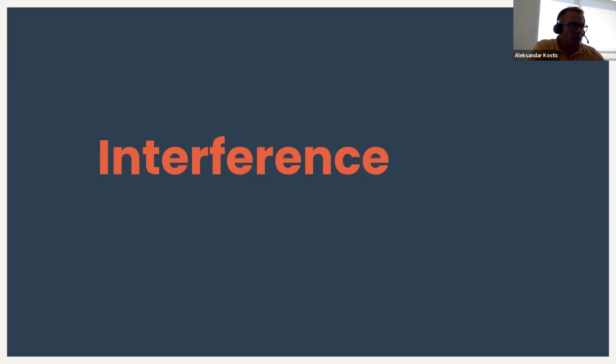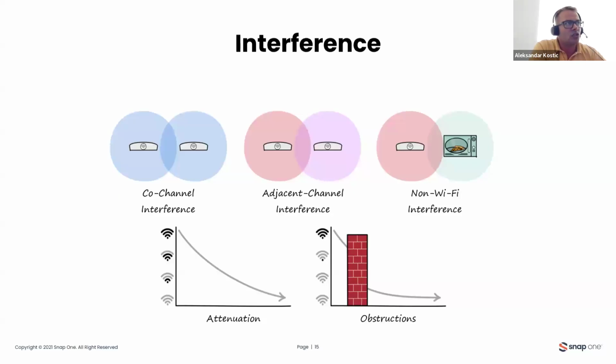Okay, so let's see what interference is. Now that we know how Wi-Fi operates in terms of channels, let's see how we can design our channels to work the best. First of all, we have different types of interference. First of all, it is co-channel interference. As I mentioned before, if we have two access points operating on the same channel, they are noise for each other. So they should definitely be on different channels.